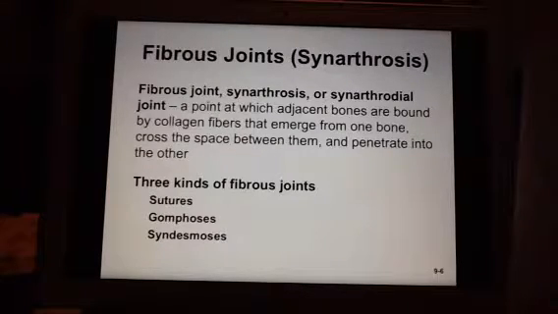So fibrous joints, synarthrosis, is a point where the bones are bound by collagen fibers. Those fibers come out of one bone, cross the space between the bones, and then penetrate into the other bone. So there's 3 different types of fibrous joints: sutures, gomphosis, and syndesmosis. And so these names are kind of hard. They're kind of weird. I mean, I'm sure you're used to all of this anatomy lingo by now, but I can usually remember by thinking about what the joint is, where it fits into which category.